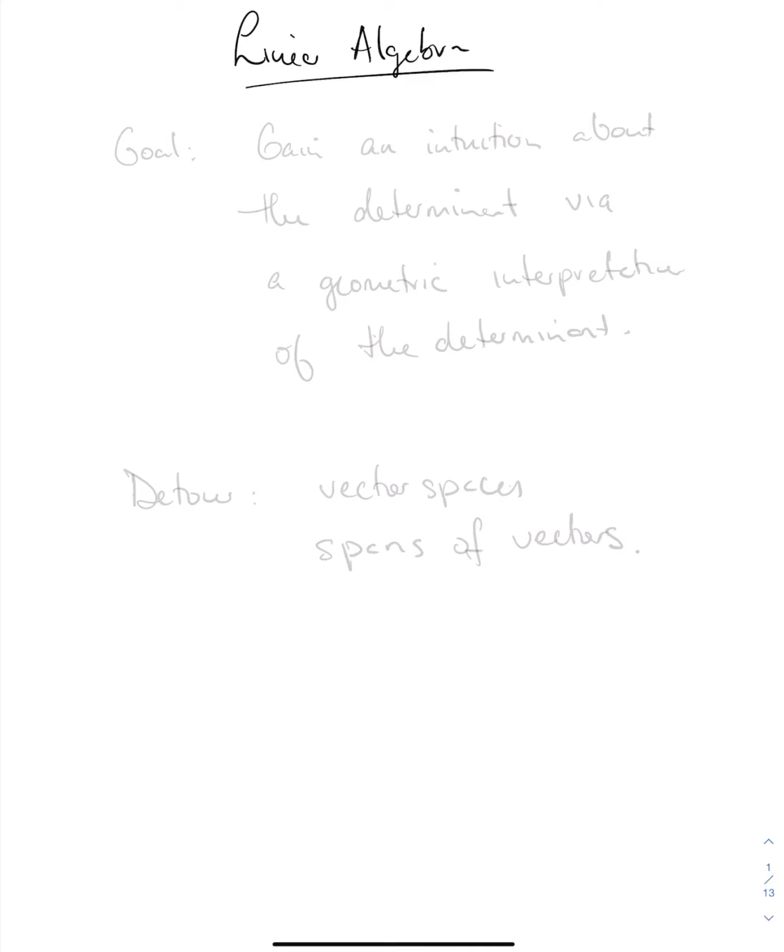For the last few lessons, we've been talking about the determinant. Right now, our goal is, in part, to gain an intuition about the determinant. We've been collecting a lot of different results. Sure, we can prove them, but how do we make them make sense? Well, one of the ways is that we're going to figure out a geometric interpretation of the determinant.